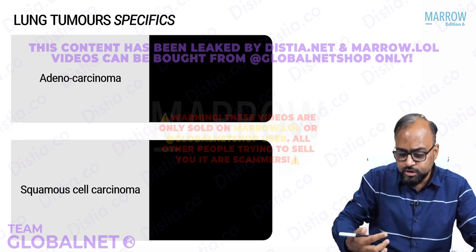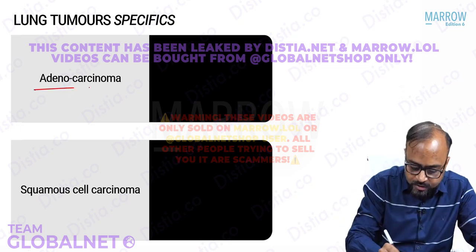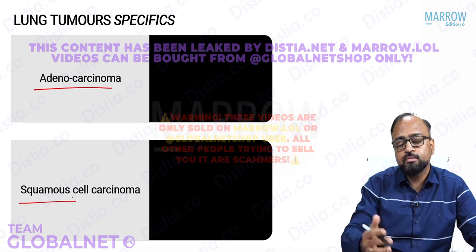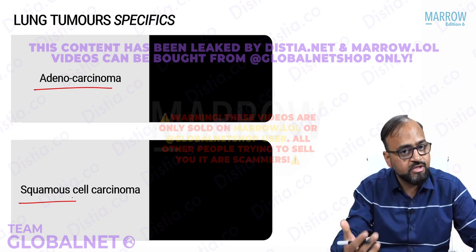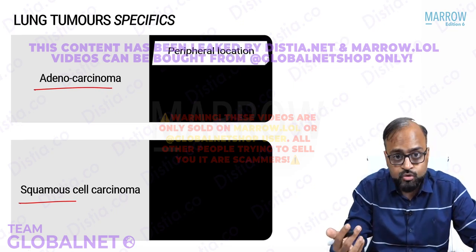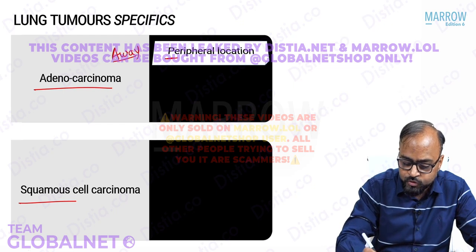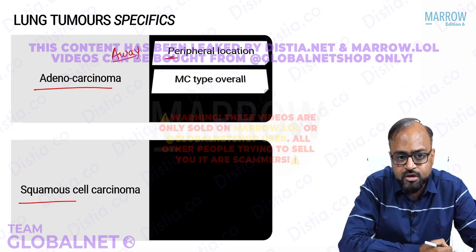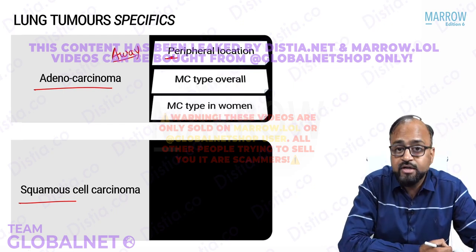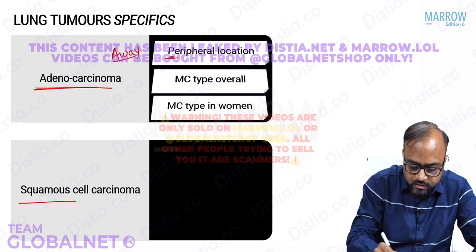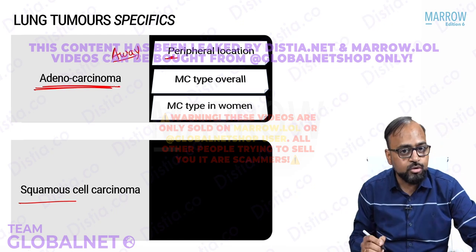The various histopathologic subtypes of lung tumors could be adenocarcinoma, squamous cell carcinoma, bronchoalveolar carcinomas, right? Let us have a look at them one by one. So adenocarcinomas, remember, they are usually peripheral in location. Remember, A for adeno, A for away. So they are peripheral in location. They are the most common type overall and also the most common type in women. So that is the important factuals you need to know about adenocarcinoma.